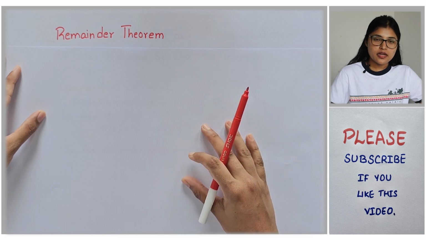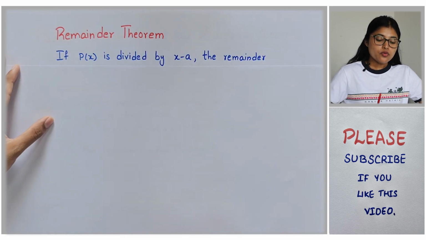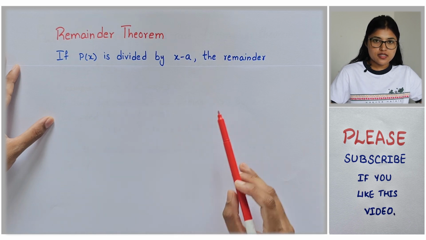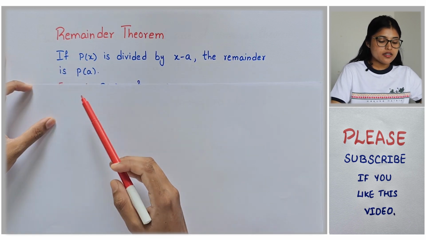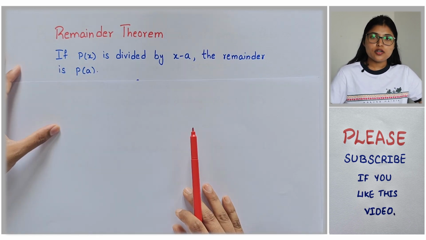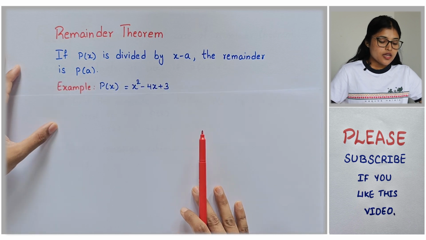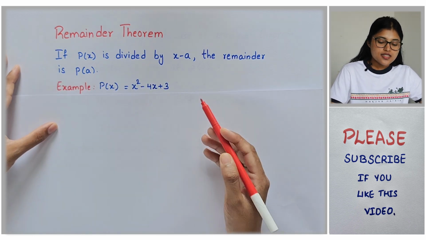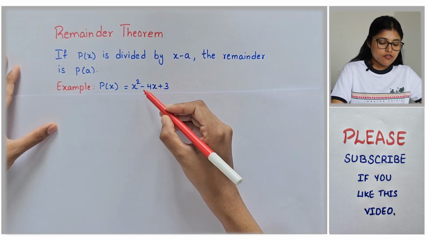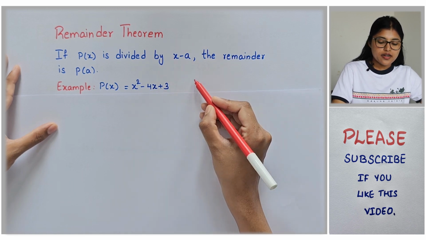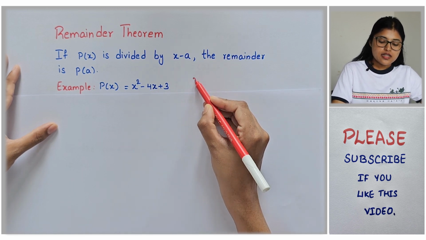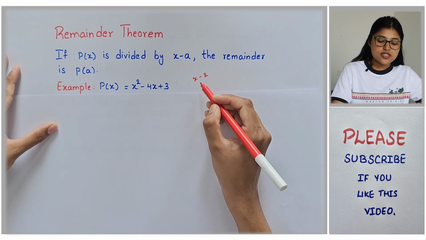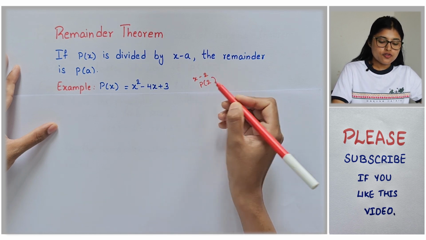Let's take a look at remainder theorem. Remainder theorem says that if p of x is divided by x minus a, then the remainder is p of a. Let's look at an example to understand this better. Example, p of x equals x square minus 4x plus 3. What is the remainder theorem telling us? If this p of x were to be divided by x minus a, that is, let's say x minus 2 for example, then the remainder of this division should be p of 2.